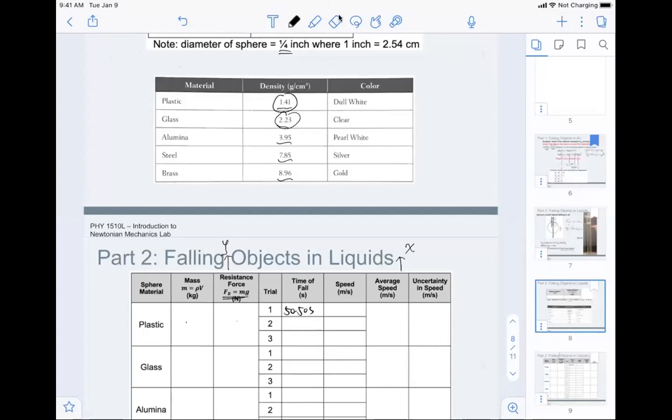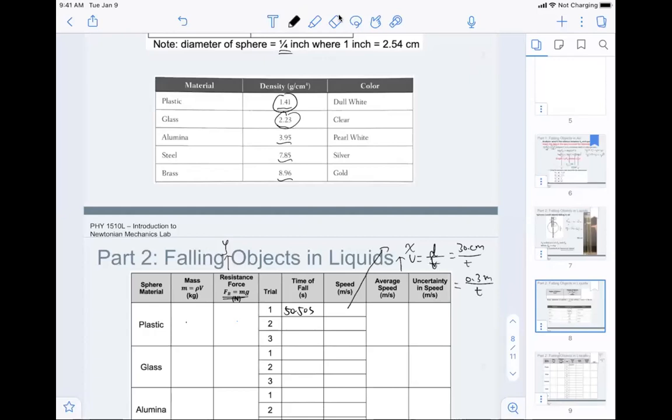You'll do this for 3 different trials, and you have 3 different times. Use the same method to calculate your speed. But now be careful that your fall is different. Velocity is d over t, where d is 30 centimeters. So it's 30 centimeters divided by the time. And again, I want meters per second, so it's 0.3 meters divided by the time. Okay, so use that distance for calculating the velocity of dropping these different spheres in your liquid.